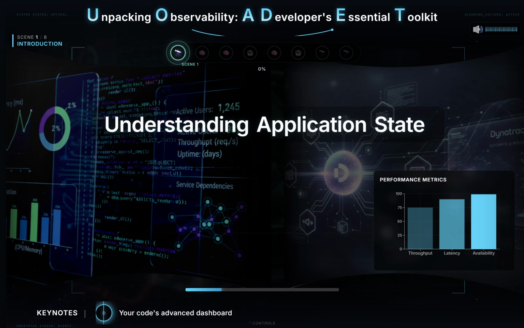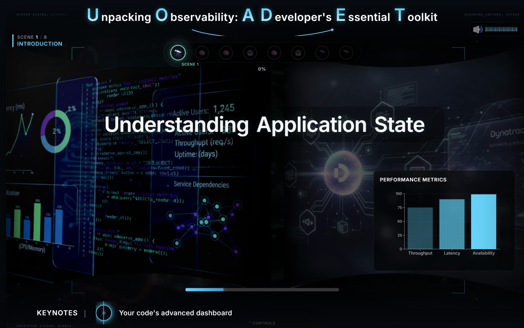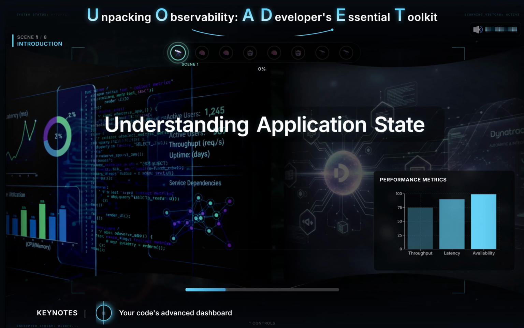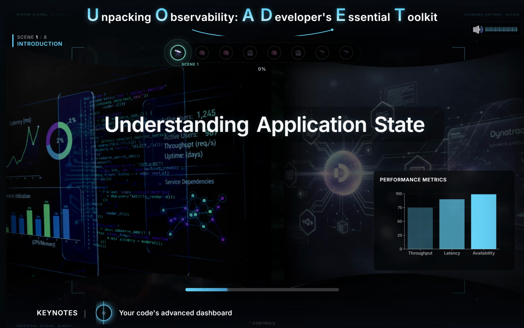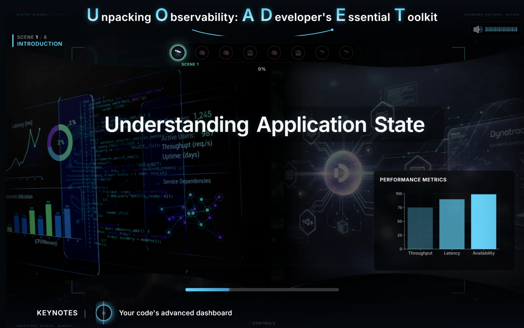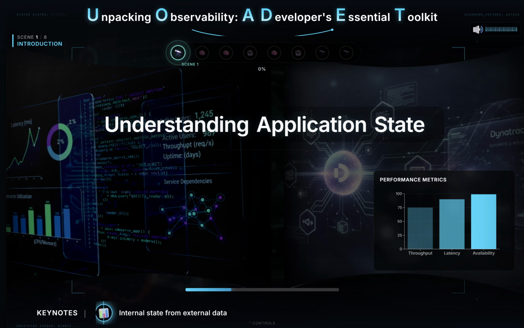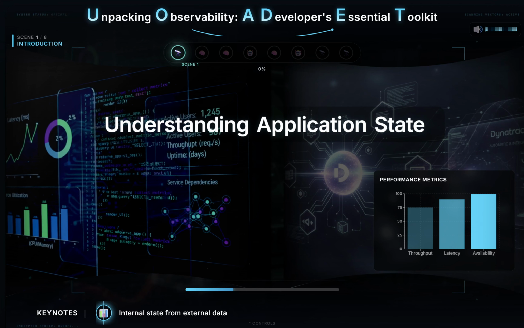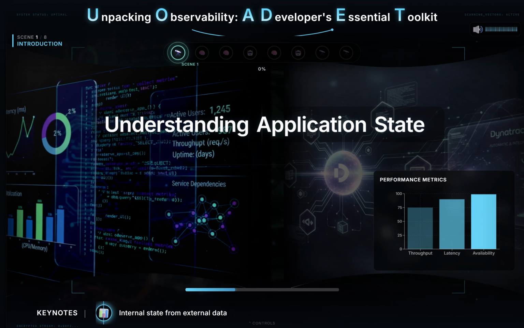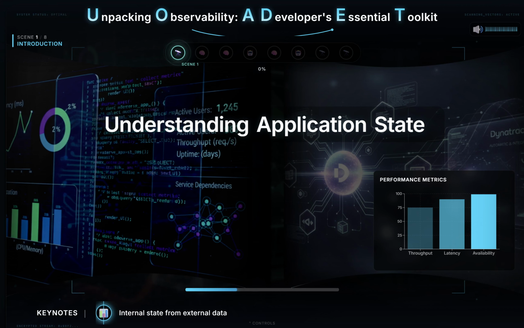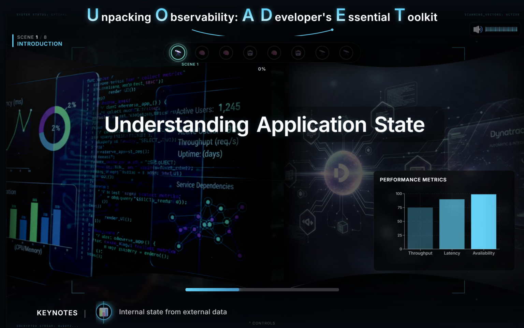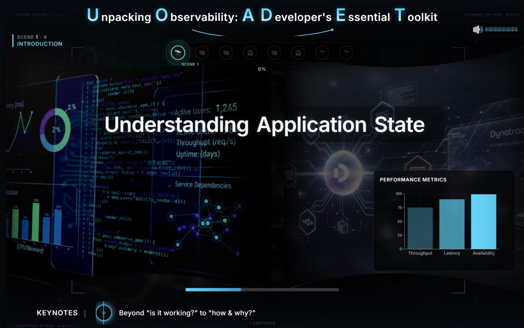At its heart, observability for developers is the ability to understand the internal state of a system just by examining the data it outputs. It's not just if your application is working, but how it's working, why it's slow, or where it's breaking down. For us, that means having the right tools to debug complex distributed systems, optimize performance, and gain deep insights into application behaviors.